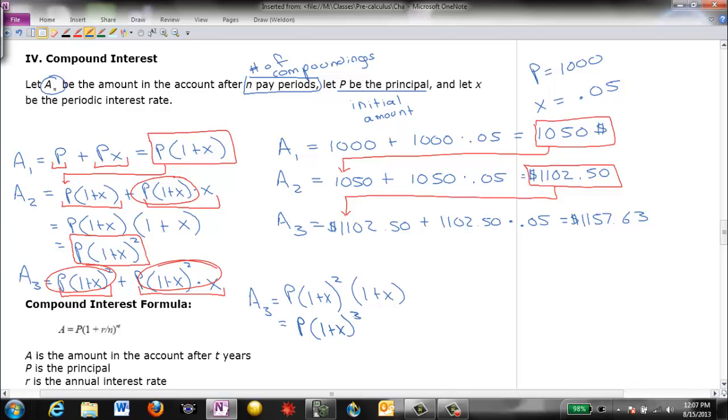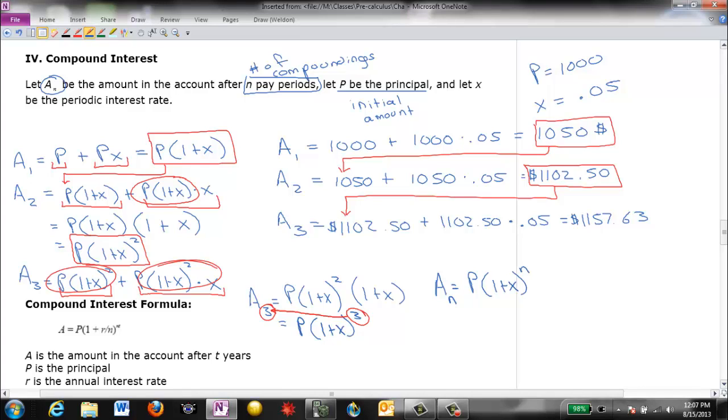And you'll notice that this exponent that we keep on getting outside of the (1 plus x) seems to correspond to the number of compoundings that we have in our problem. Okay, so we can actually generalize this process and write a concise formula to represent our account balance. So we're going to have A equals, we'll say A sub n, right? So no matter how many compoundings we have, we can represent it with a formula P times (1 plus x) raised to the n power, right?